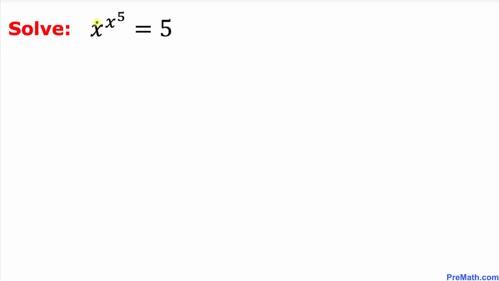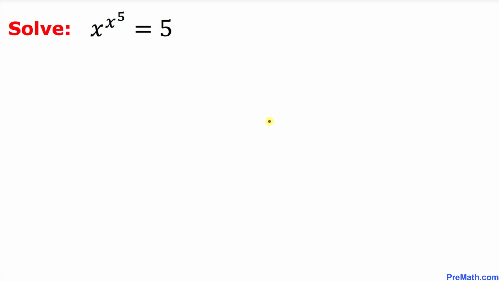In this video tutorial, we are going to solve this exponential equation. As you can see over here, we have x to the power x, and then another power 5, and it is equal to 5. And now we are going to find the value of x.